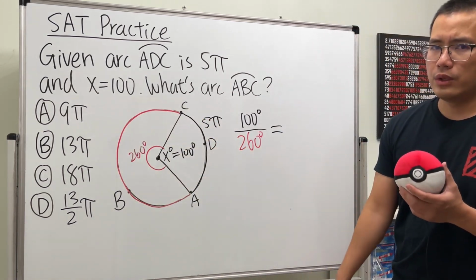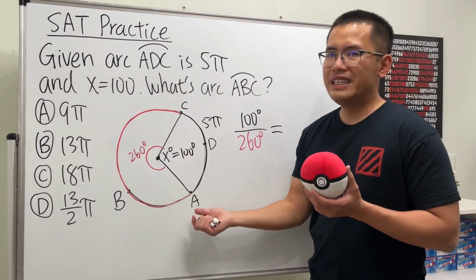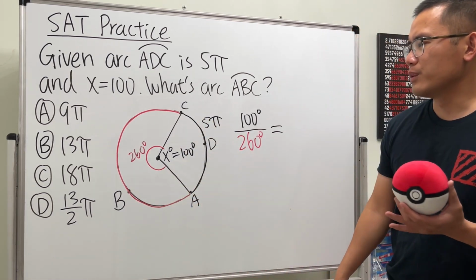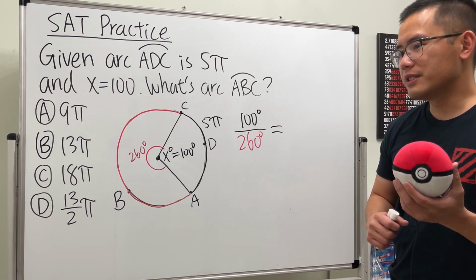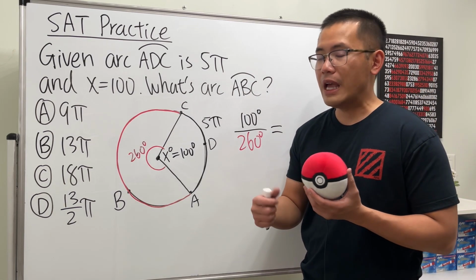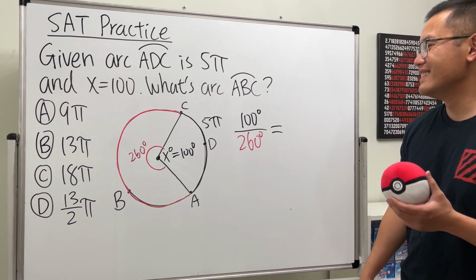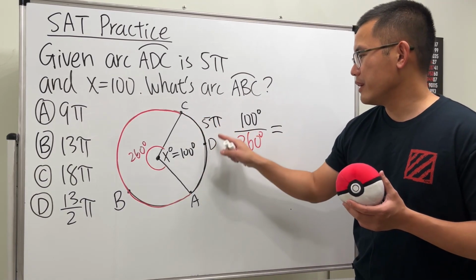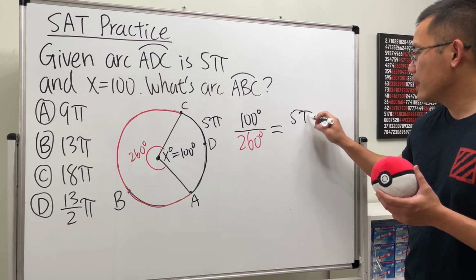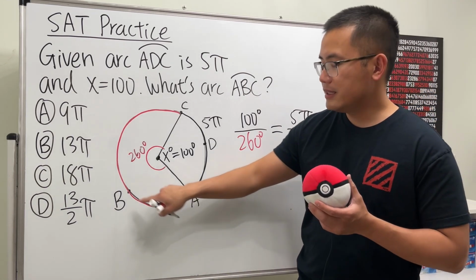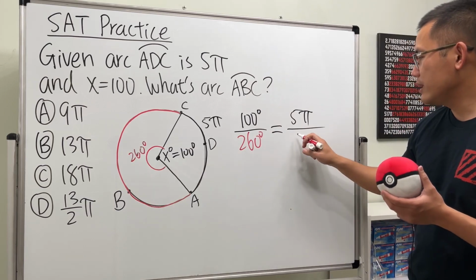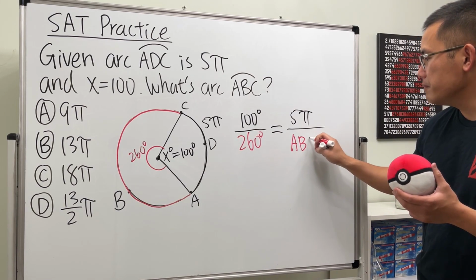And the reason that we can do this is because they are both linear. So that's a technical thing that we are talking about. If you try to set it up with length and area, no. But this right here is okay. Just trust me for that. Anyway, this length right here is 5 pi over, this length right here we don't know, I'm just going to write it as arc ABC.